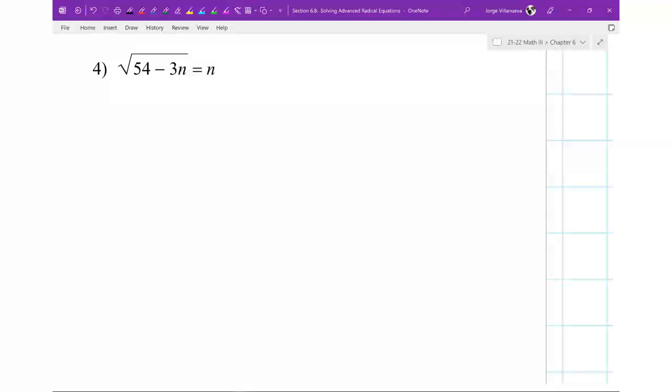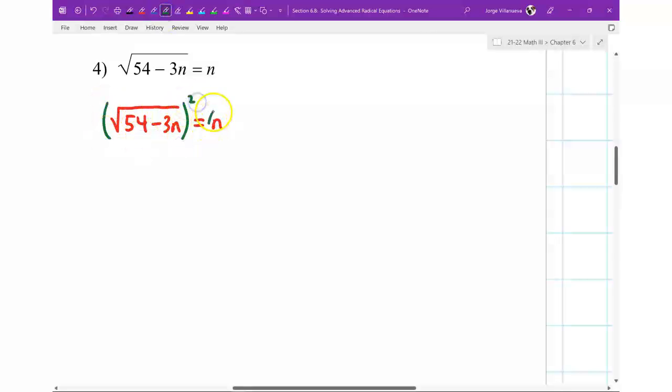So the square root of 54 minus 3n is equal to n. So yet again, we are going to have to square both sides. So let me write this out. We'll square both sides. And when we do that, we end up with the following: 54 minus 3n is equal to n squared.